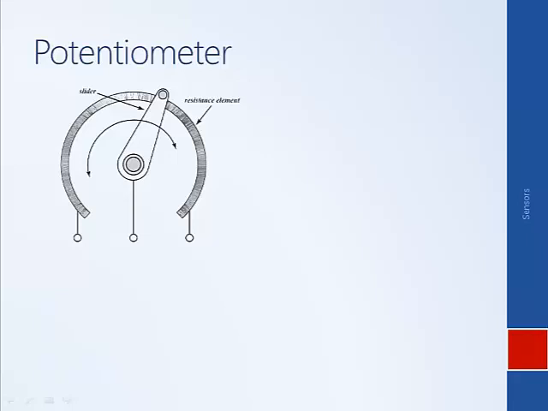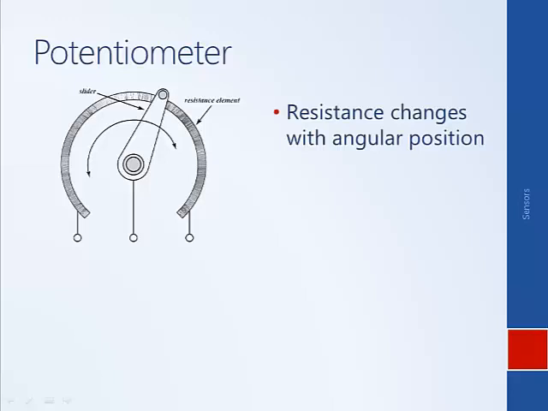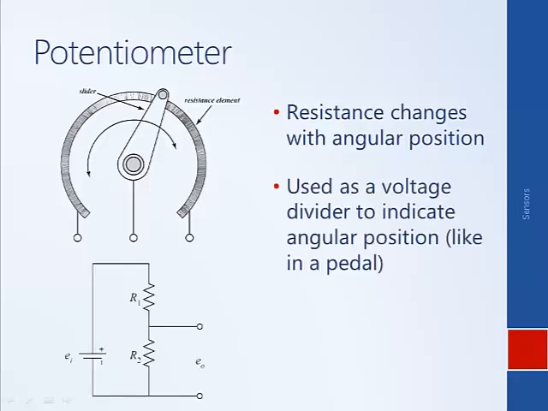A common, inexpensive type of sensor used in many applications is the potentiometer. With the potentiometer, the mechanical quantity of position is changed into a change in resistance. And in particular, it can be used as a voltage divider to generate a voltage that's proportional to the change in position. One automotive application of such a sensor is to measure the position of a pedal.